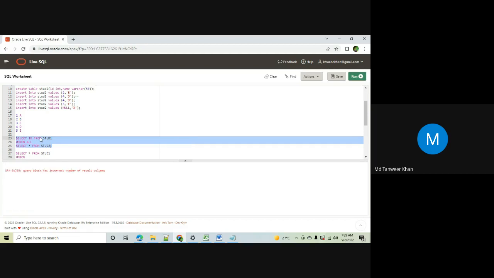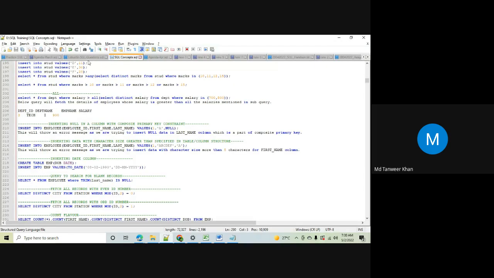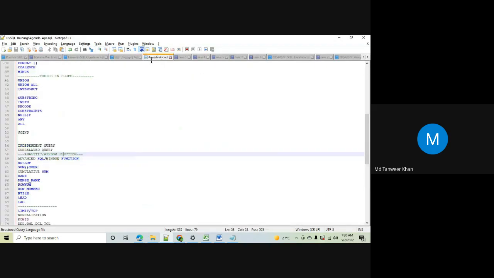Okay. So guys, this was all about union and union all. Union will show you the distinct records from the two tables. It will merge them, find the distinct of that merged data, and then show you the final distinct records. But union all is very straightforward. It will show you all the records from the first table, all the records from the second table, and merge them.